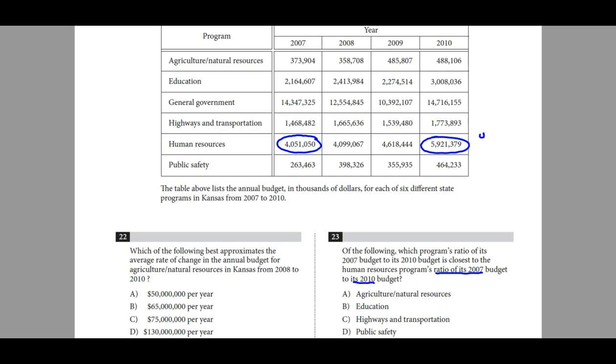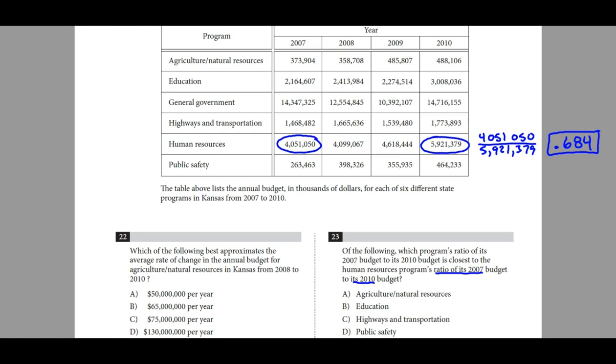I'm going to do 2007's numbers to 2010's numbers. And really, I don't need to add the zeros in on this problem because when I divide it, it's going to come out to be the same answer. But that ratio comes out to be 0.684. All right. So that's the ratio of 2007 to 2010.